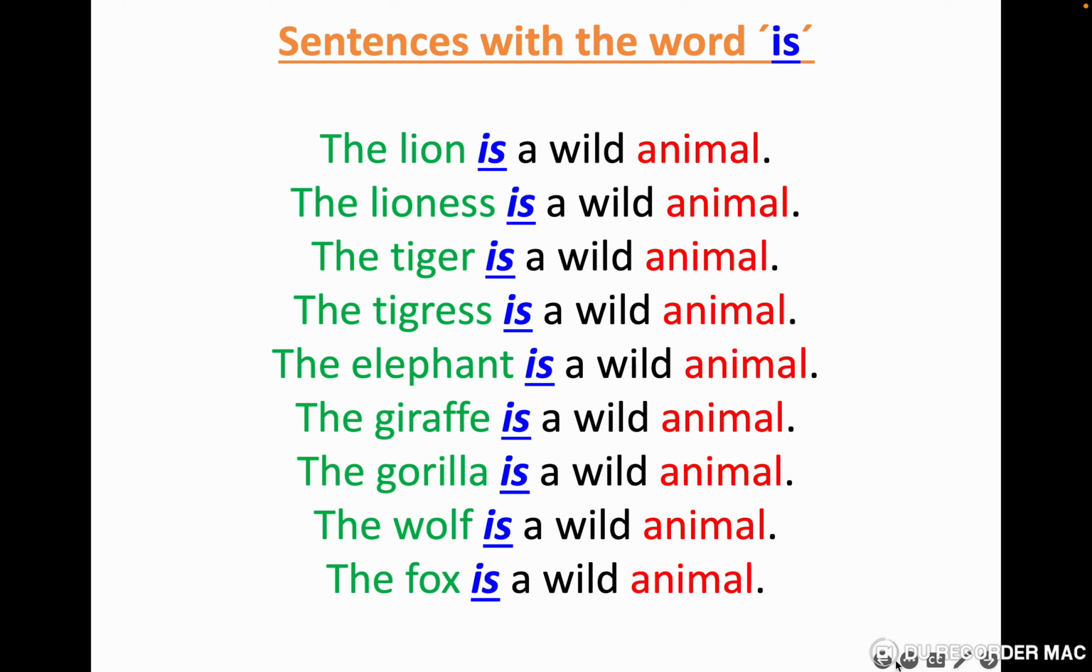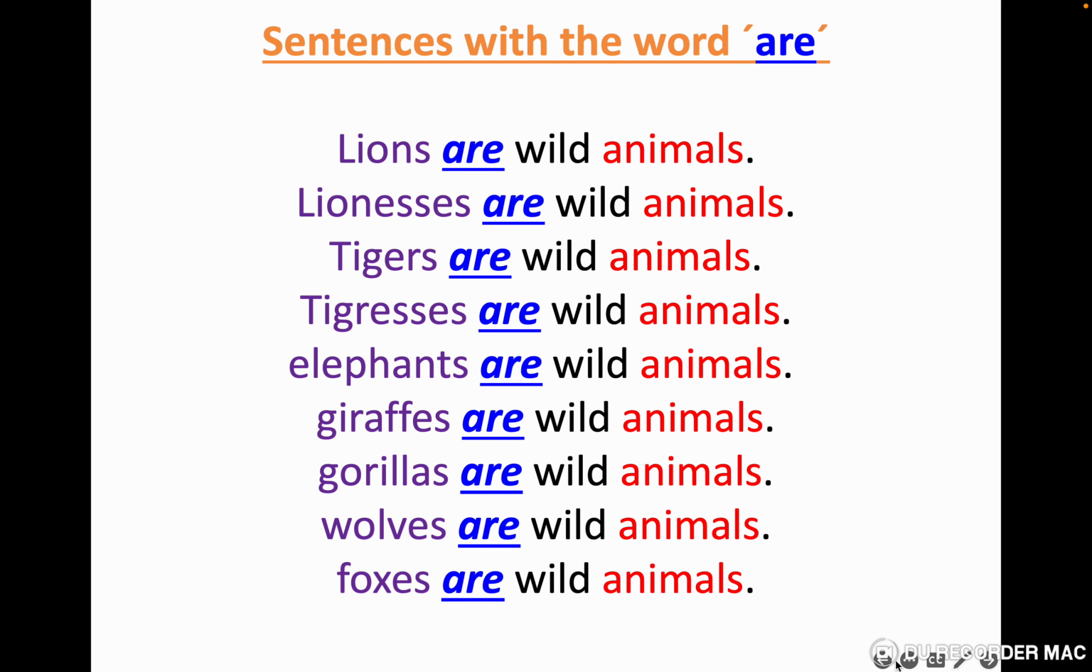The tigress is a wild animal. The elephant is a wild animal. The giraffe is a wild animal. The gorilla is a wild animal. The wolf is a wild animal. And the fox is a wild animal. The plural, we need to put an S to the word animals, and we need to write are.